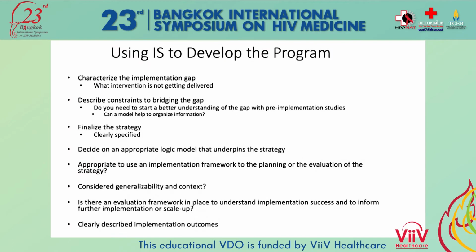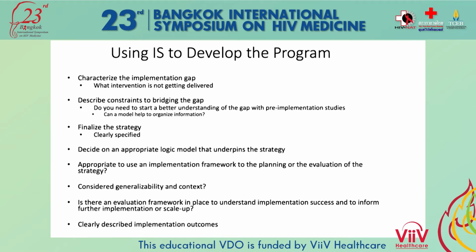gap. So when you think about using implementation science to develop your program, again, characterizing the implementation gap, what is the element that is not being delivered, is fundamental to that. You want to describe the constraints to bridging that gap. Do you need a better understanding of the gap with pre-implementation research? Can a model help you? You want to finalize the strategy. What is it that you are specifically going to do, and really specify that intervention? Are you going to educate people? Are you going to reimburse providers differently? Are you going to advertise differently? To think about using an appropriate logic model to really underpin your strategy.